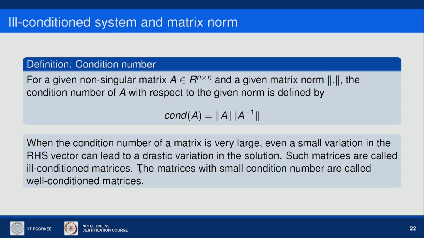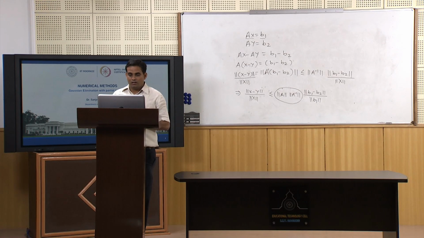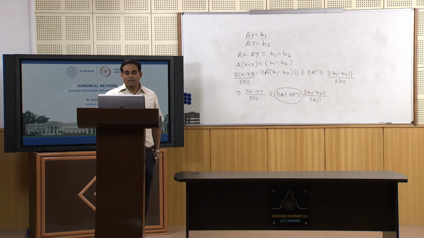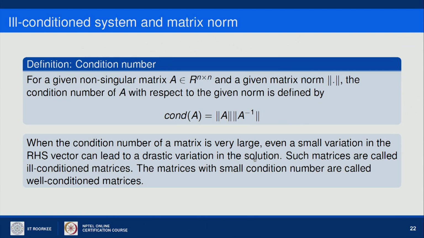So, based on this idea we can define the condition number. For a given non singular matrix A, having real entries and of size n by n, and a given matrix norm, the condition number of A with respect to the given norm is defined as norm of A into norm of A inverse, meaning this particular term. So, if the condition number for a matrix is large, even a small variation in the right hand side vector, that is in B1 or B2, can lead to a drastic variation in the solution, and such matrices are called ill conditioned matrices.